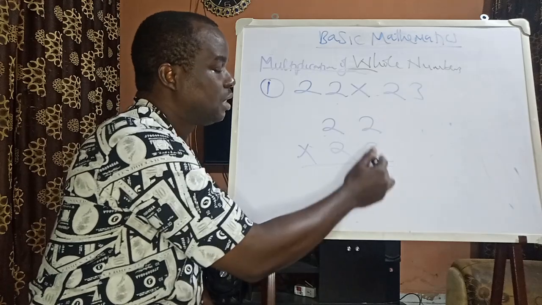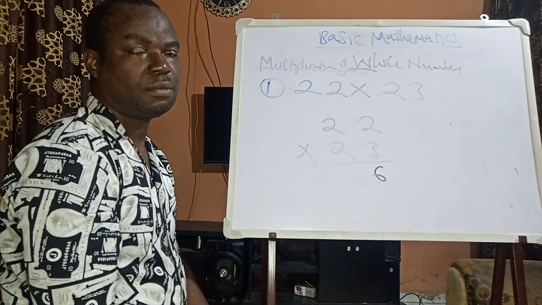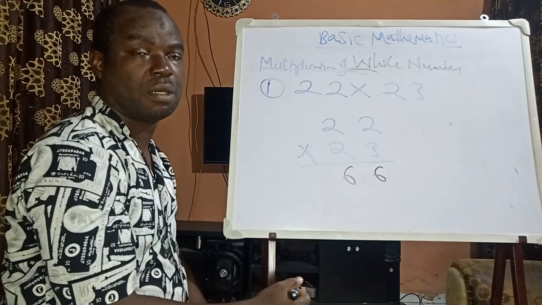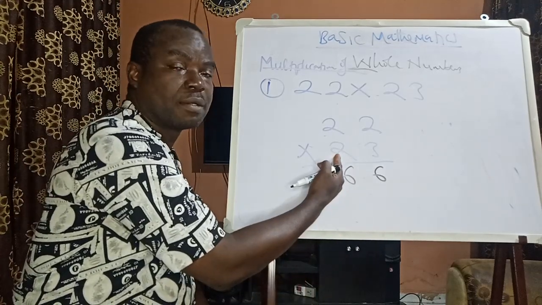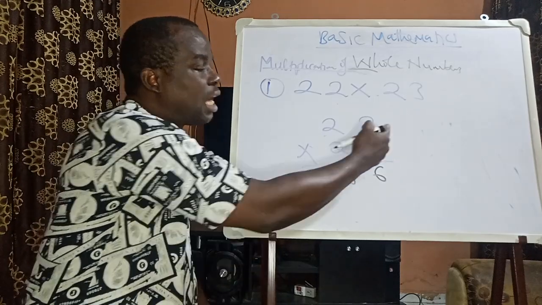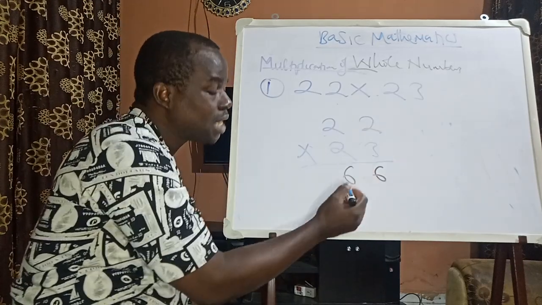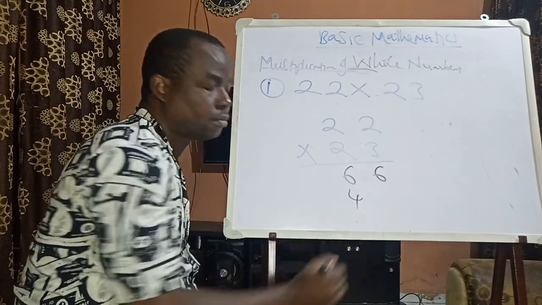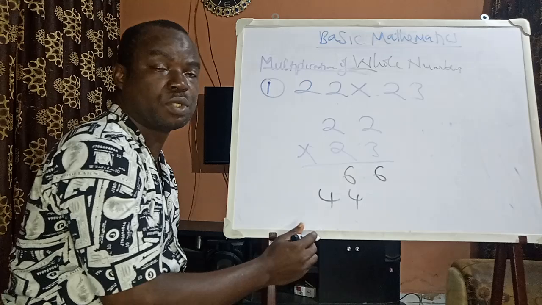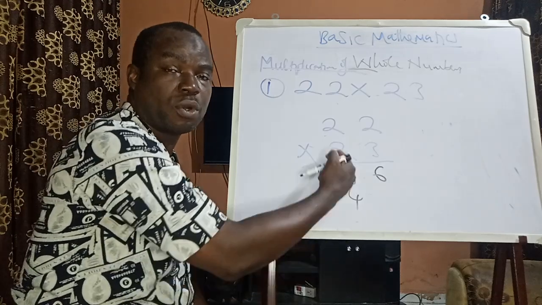Now, let's start. 3 times 2 is 6. The same 3 times 2 again will give you 6. Now, you start with this number and multiply them all over again from this side. 2 times 2 is 4. You start writing it from under this number. And then 2 times 2 is what? 4. You see it now? So, start writing from under here.